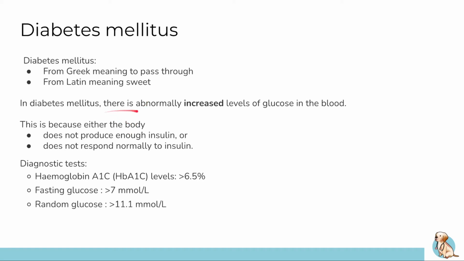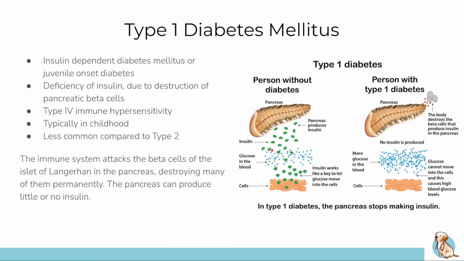So in diabetes mellitus, there's an abnormally increased level of glucose in the blood, either because the body is not producing enough insulin or because the body cannot respond normally to insulin. To diagnose diabetes mellitus, we look at HbA1c levels, fasting glucose, and/or random glucose. The levels I've noted on the slides are helpful to memorize. Let's run through type 1 first.